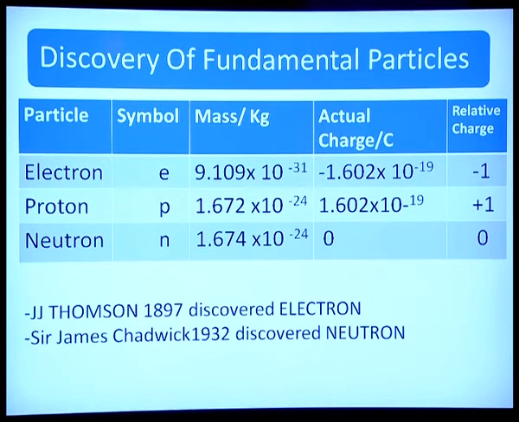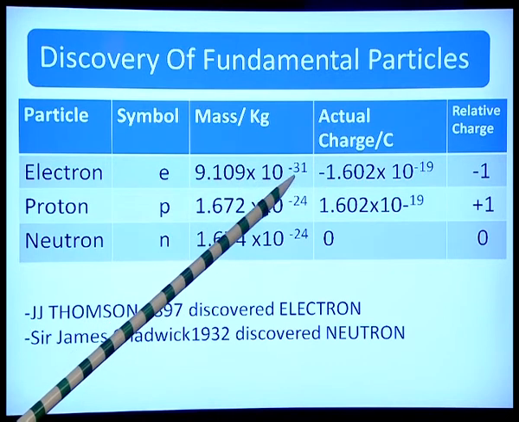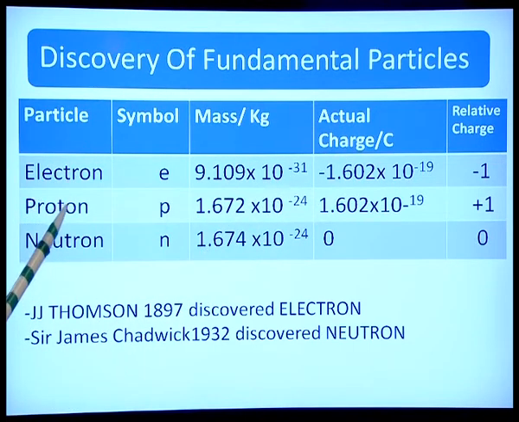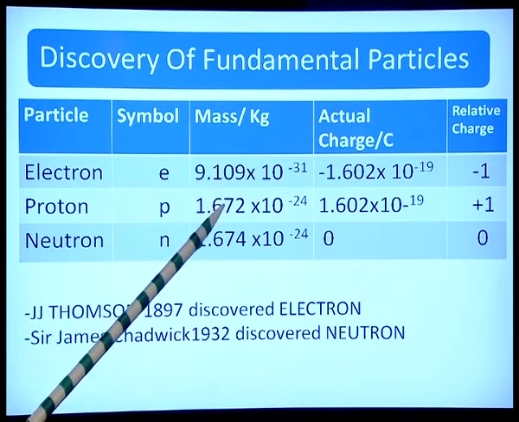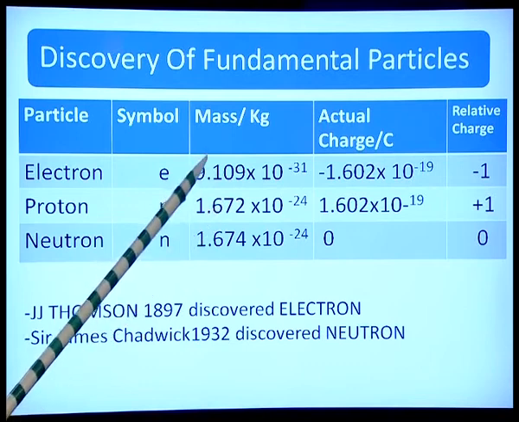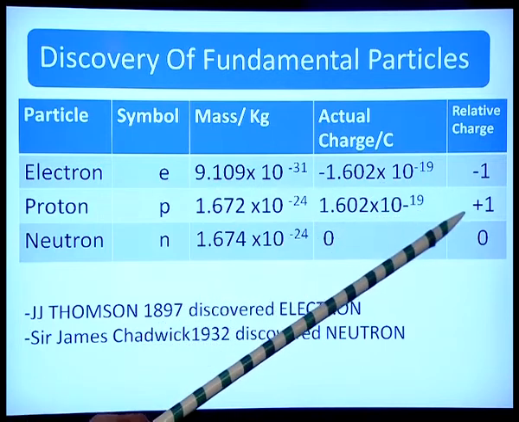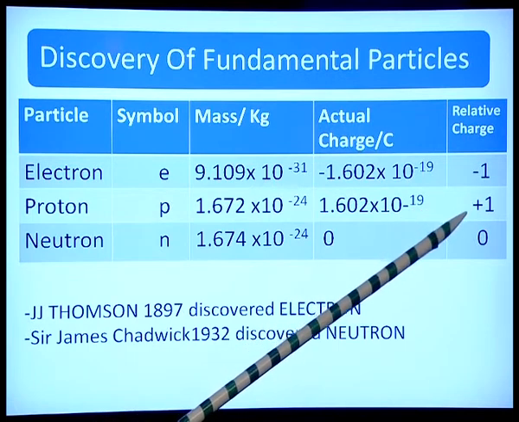You can see on your slide that the fundamental particle, electron, is represented by the symbol e, and its mass is on the order of 10 to the power minus 31 kg, and the charge is negative. For the proton, the symbol is p, and its mass is much higher than that of the electron. It is almost 1840 times, and the charge is exactly opposite to the electron charge. This is -1, this is +1.